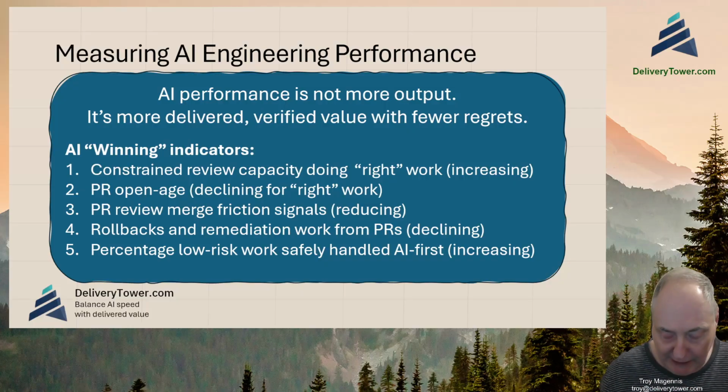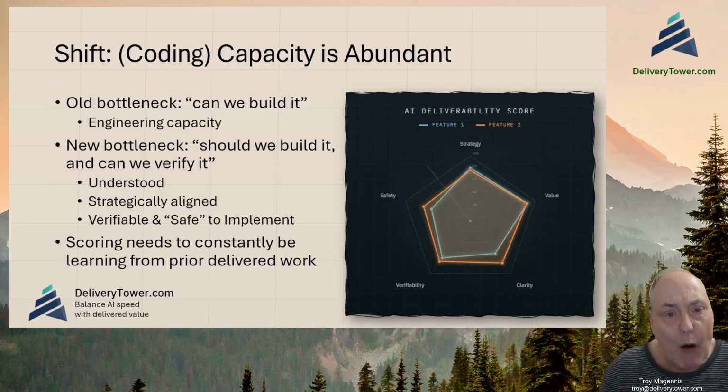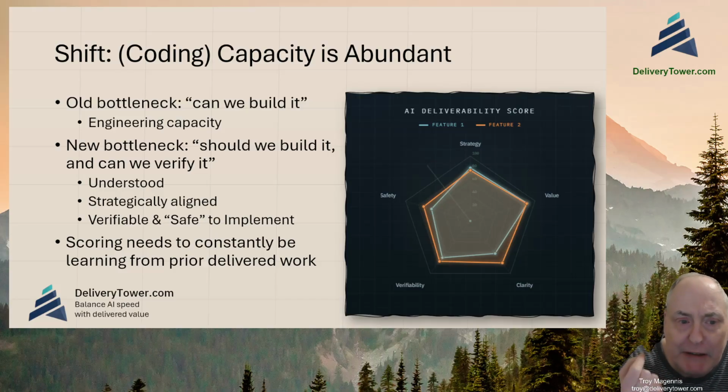So there are 5 measures that I think are winning indicators for AI adoption. What we're really doing is shifting the bottleneck. The old bottleneck was, can we build it? We used to be very particular about what we chose to start, because we could only get a fraction of it delivered. But now with AI engineering, we can build anything, really. We can create a prompt and set it loose. But the new bottleneck is, should we build it at all? And if we build it, can we verify it? There are many factors that move into that new bottleneck.